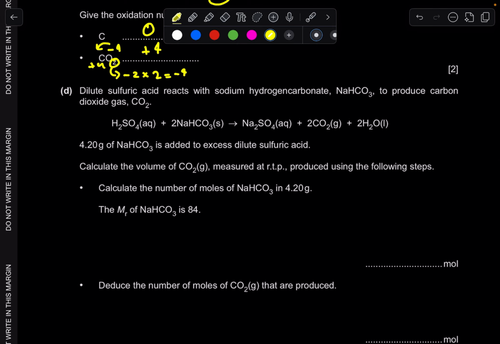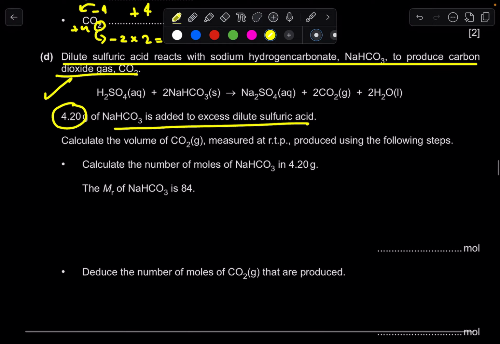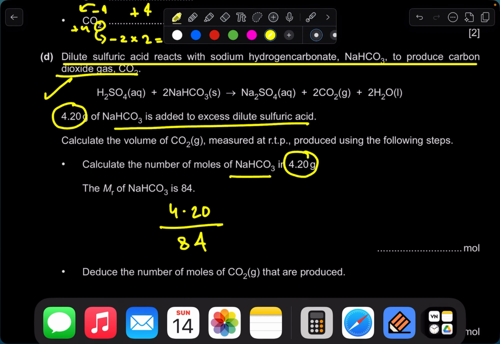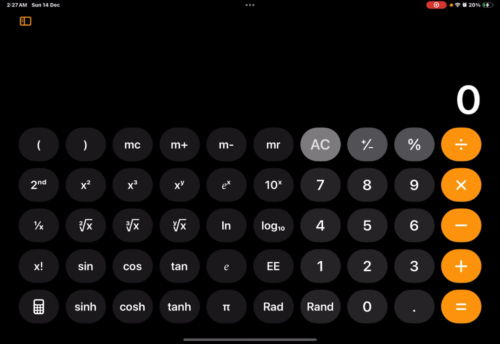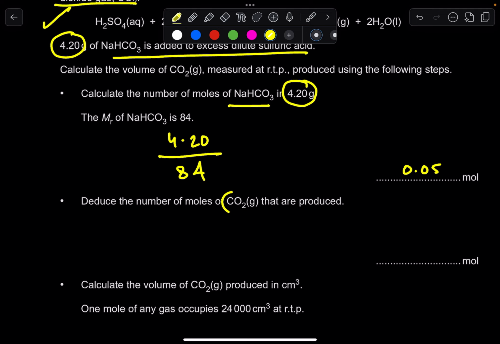Dilute sulfuric acid reacts with sodium hydrogen carbonate to produce carbon dioxide gas. Okay, we have the reaction. 4.20 gram of NaHCO3 is added to excess dilute sulfuric acid. Calculate the volume of carbon dioxide measured at RTP. They've given us the steps. Let's follow the steps. Calculate the number of moles of NaHCO3 in 4.20 gram. Moles equals mass upon Mr, 4.20 divided by 84, and that gives me 0.05 moles.